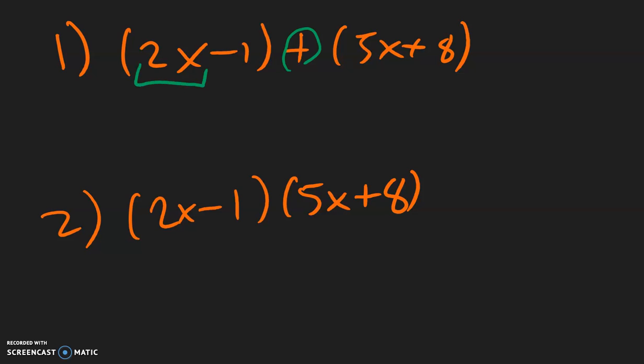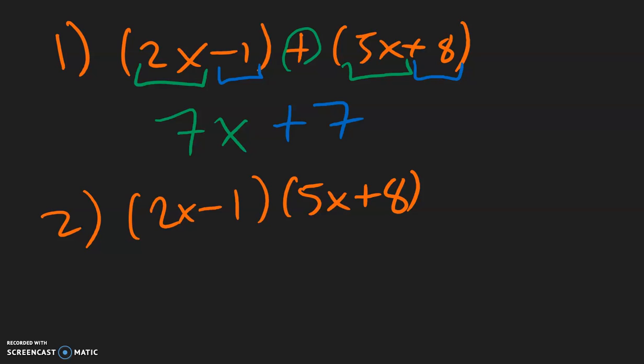So this 2x and the 5x can go together, so it will be 7x. 2 plus 5 is 7. It's not going to be 7x squared because x squared means x times x. And then this negative 1 plus 8 can go together because they're just regular numbers. Negative 1 plus 8 is positive 7.